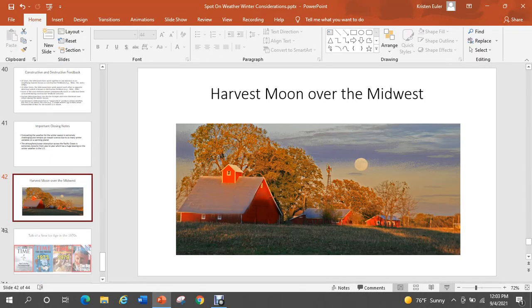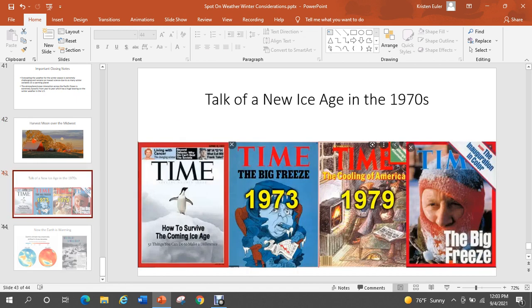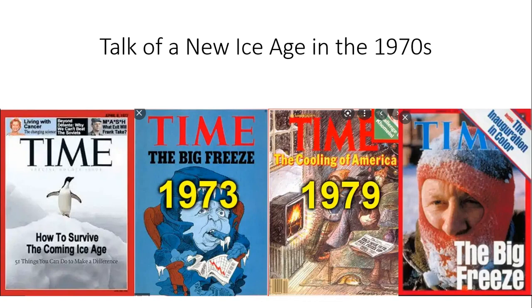Okay, I'm going to go out of this for a minute, and I just want to end today's video by talking about this real quick. The Earth goes through natural ups and downs in its temperatures. Back in the 1970s, I got these covers of magazines that I put on the slide, just to show you what people were talking about back then.